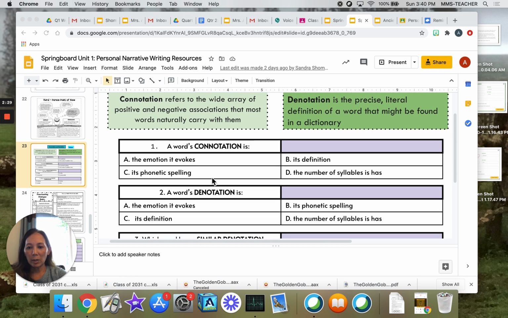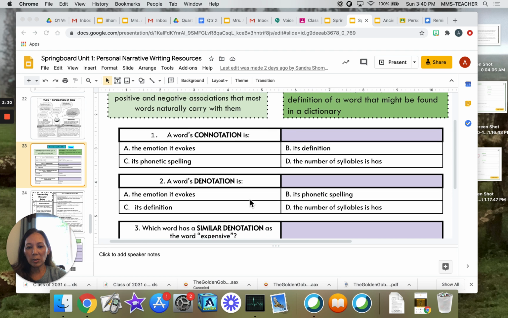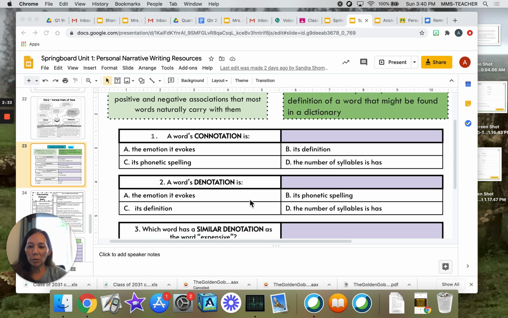Okay. Number 2, a word's denotation is A, the emotion it evokes, B, its phonetic spelling, C, its definition, or D, the number of syllables it has? And we just answered the same question in a roundabout way in number 1. So we know the answer is C, its definition.